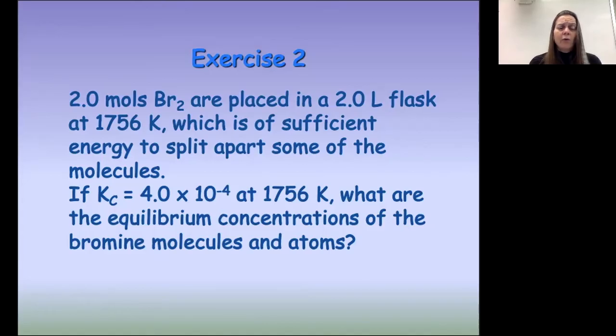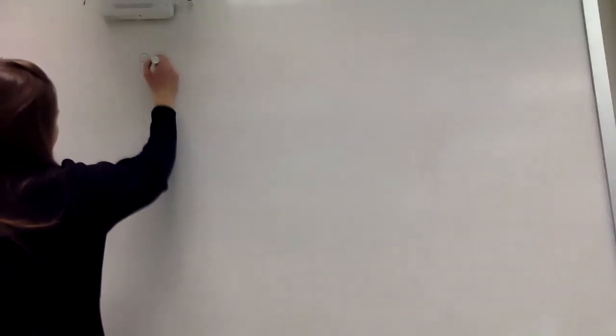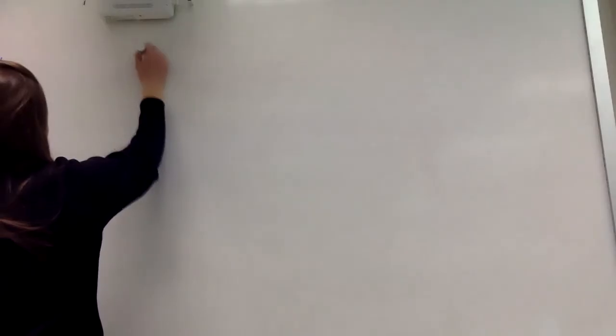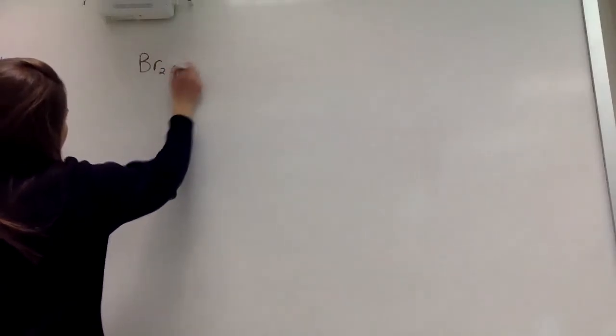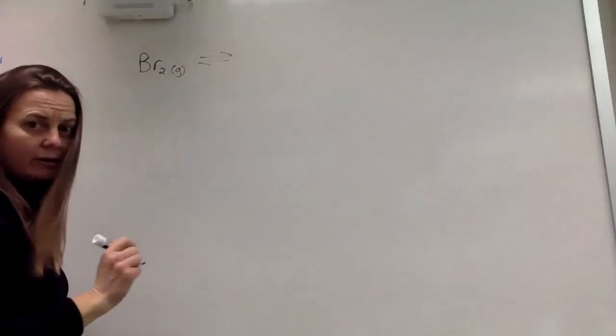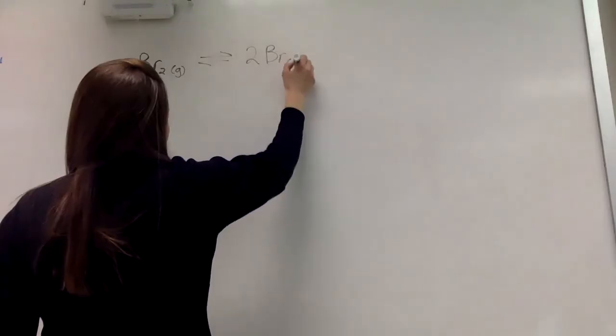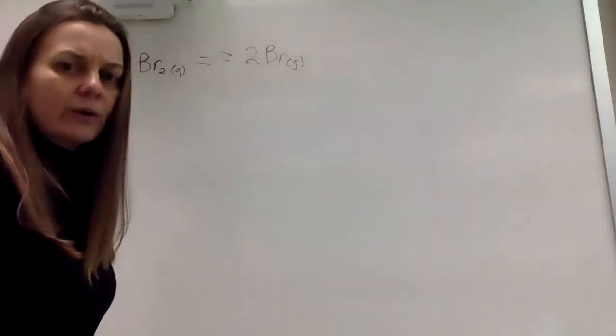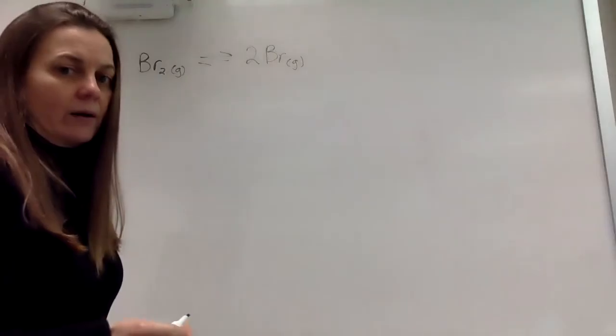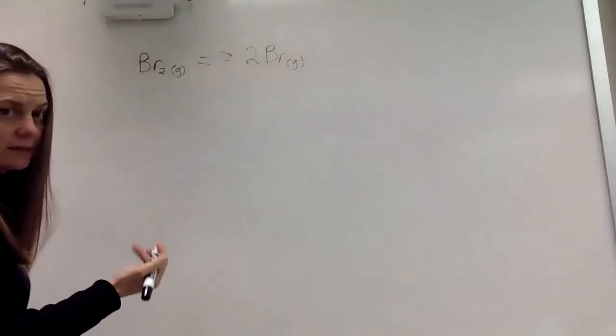So once again, we're going to ICE this problem. So I'm going to stop sharing and we'll move to the board to take on this problem. So we know that we have bromine, and our diatomic bromine in its gas state is being broken apart into 2 bromine atoms. And so we are going to set up an ICE table.